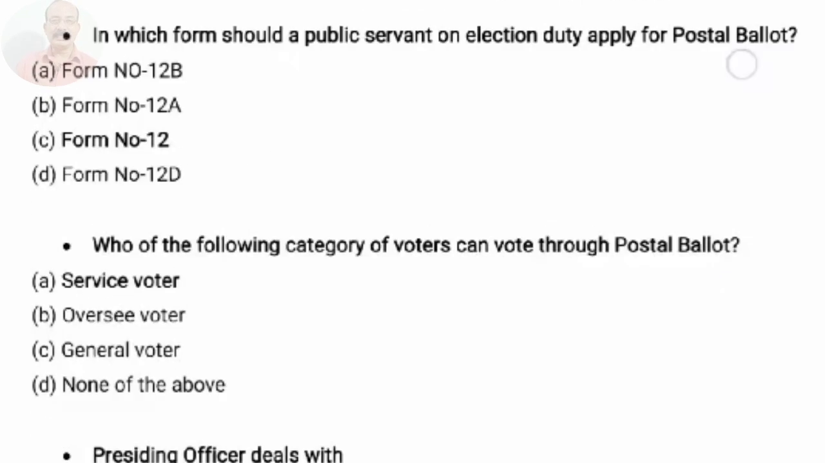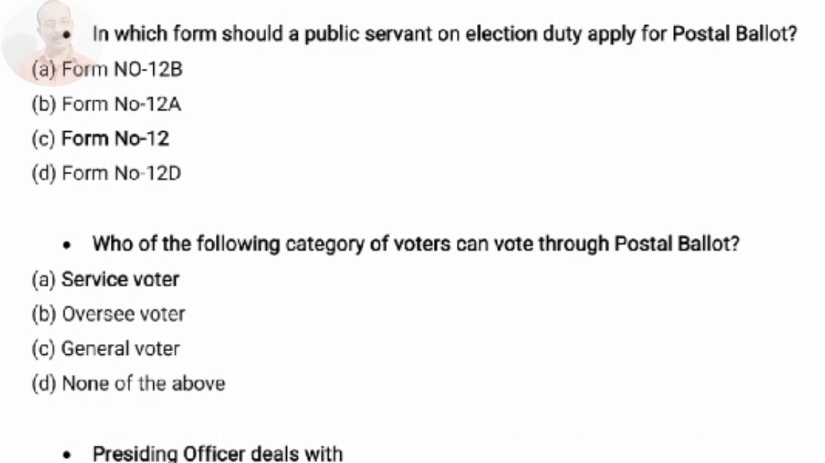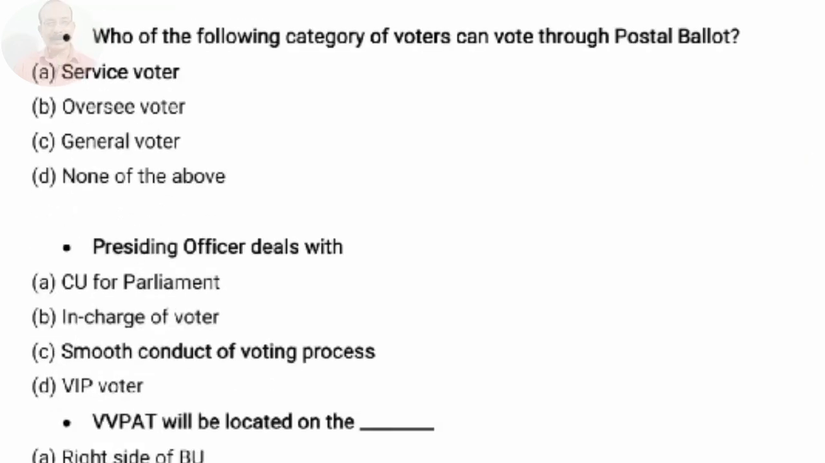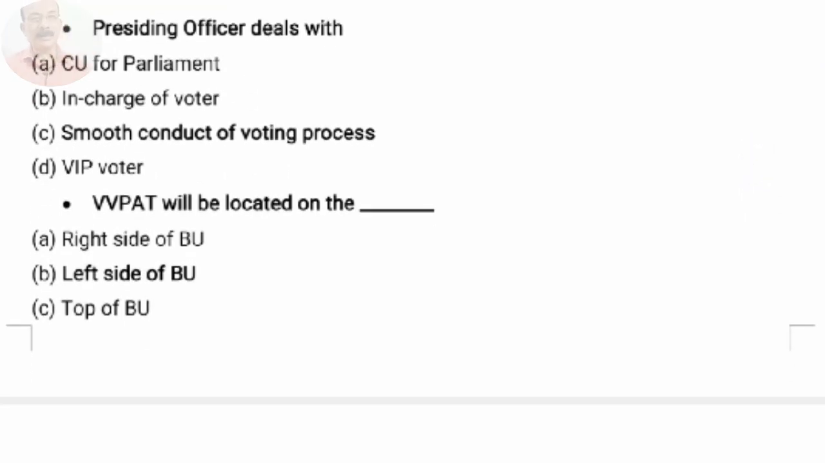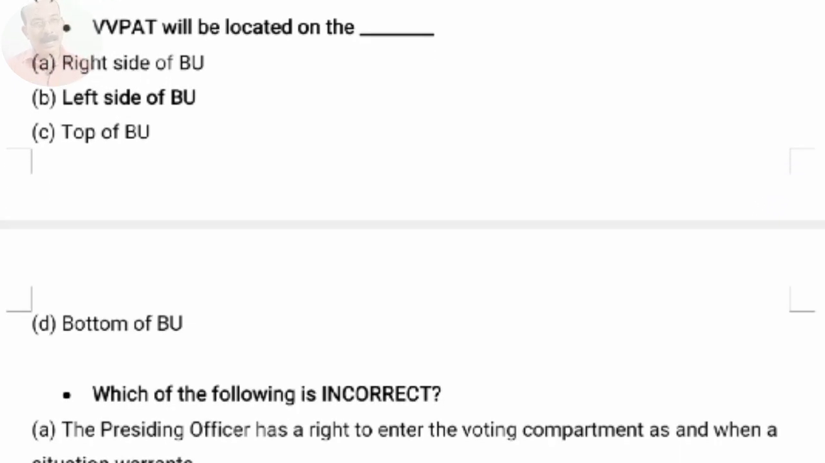1 vote. In which form should a public servant on election duty apply for postal vote? Form number 12. Which of the following categories can vote through postal ballot? Service voter. Presiding officer deals with smooth conduct of a voting process. VVPAT will be located on the left side of a ballot unit.